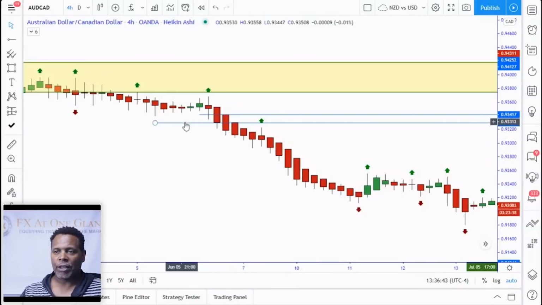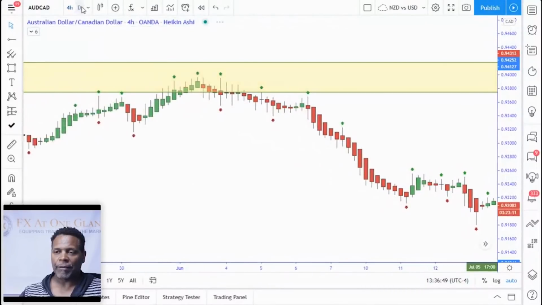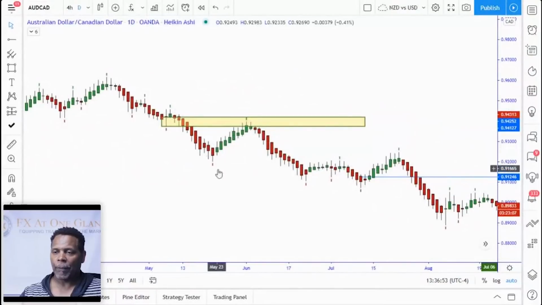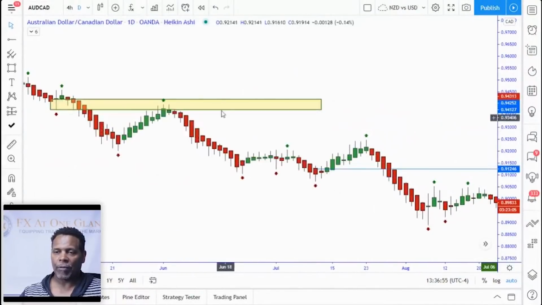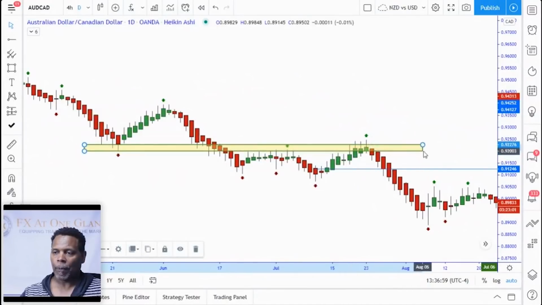So let's go back, let me get rid of some of this stuff. Let's go back to the charts on the daily time frame. So then we saw this right here. I'm going to go to your next fractal level, which would be right here, and I'm going to talk about both entries.